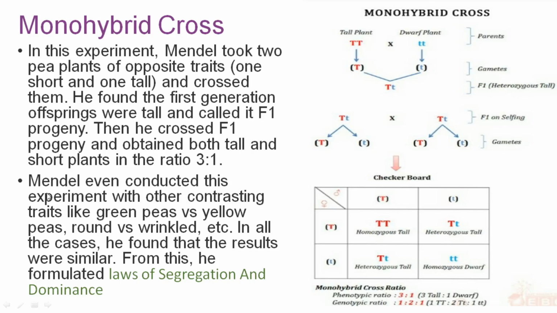Mendel even conducted these experiments with other contrasting traits. Like this tall plant and dwarf plant, he has taken green peas versus yellow peas and round versus wrinkled, etc. In all the cases, he found that the results were similar. From this, he has formulated the laws of segregation and the law of dominance. He has proposed these laws.